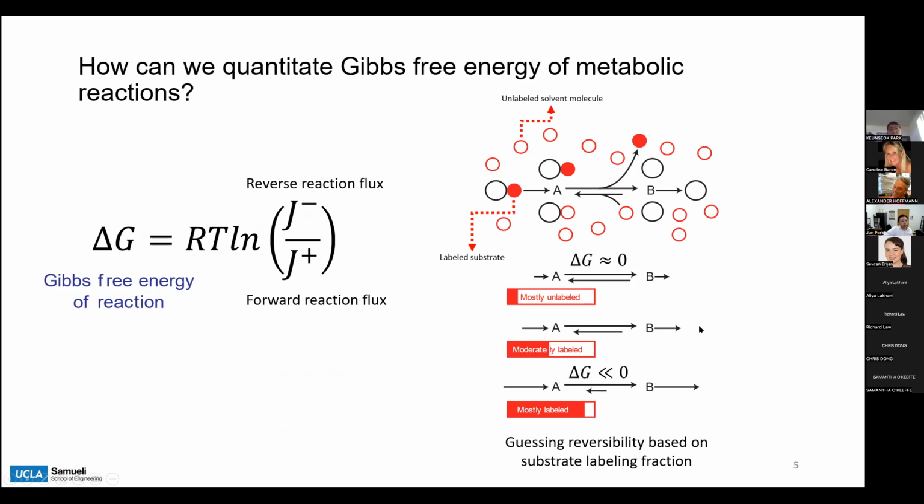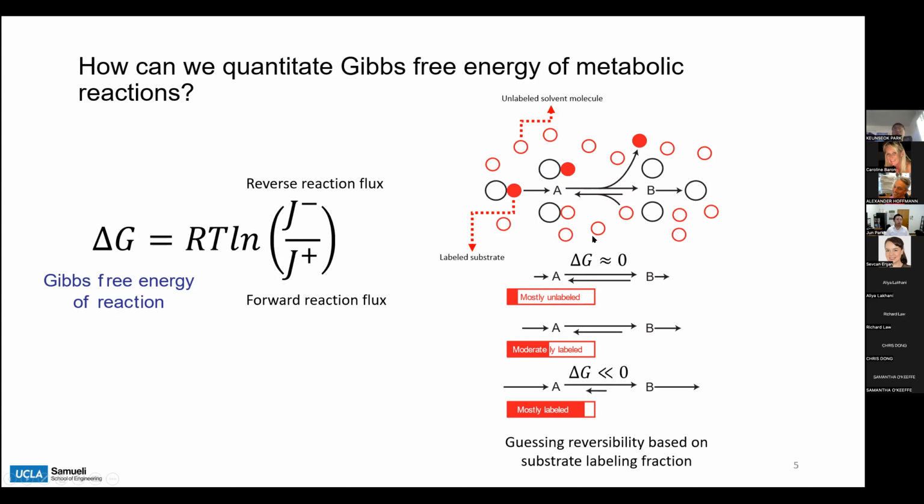So how can we quantitate the Gibbs free energy of metabolic reactions? Conventionally, there are two ways of calculating delta G of metabolic reactions. The first one utilizes the equilibrium constant and the absolute metabolite concentrations inside the cells, which is very cumbersome. However, if we utilize the reaction reversibility, which is defined by reverse reaction flux divided by forward reaction flux, we can easily quantitate delta G based on this ratio.